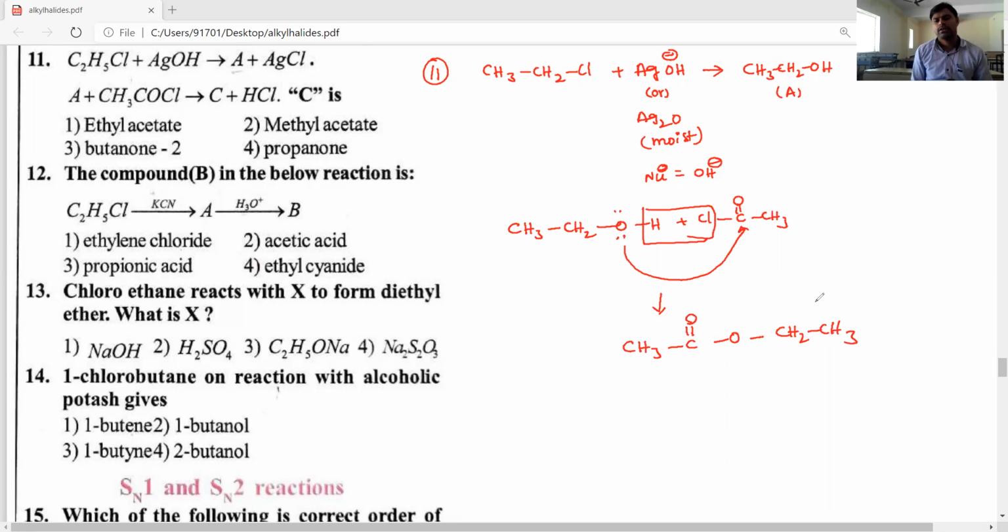What is that compound name? Ester. Among the following, which is ester? So first and second options are esters only, but ethyl acetate, its common name is ethyl acetate. IUPAC name is ethyl ethanoate. So the answer is what is C they asked. So ethyl acetate. First option is correct.